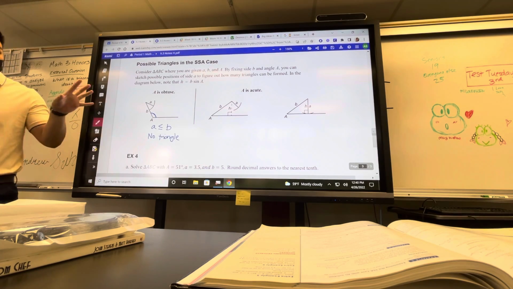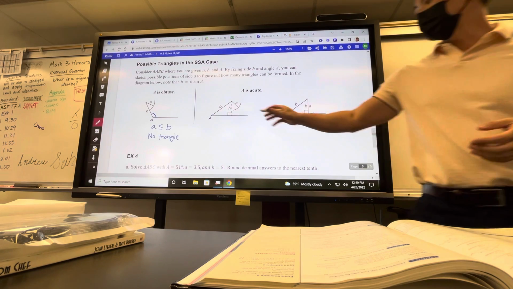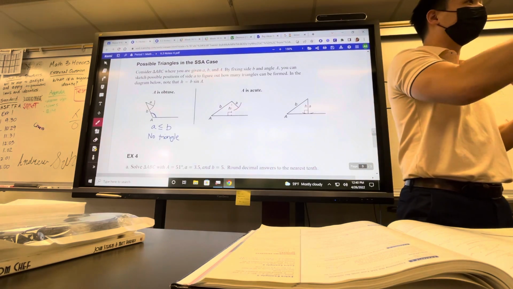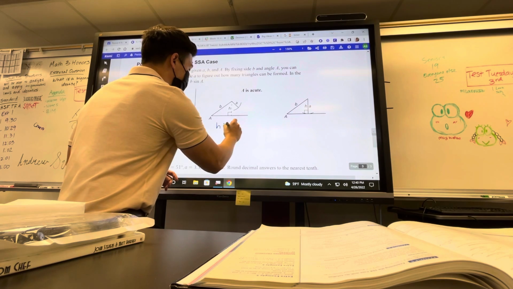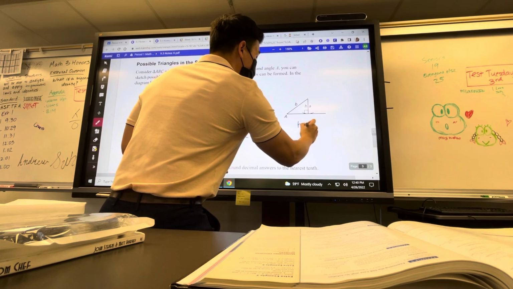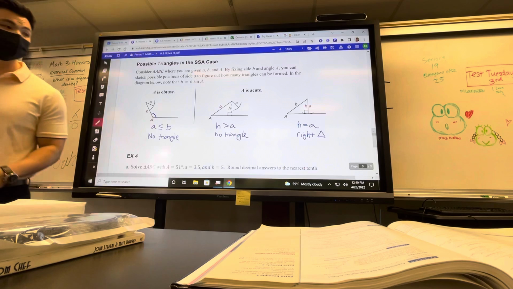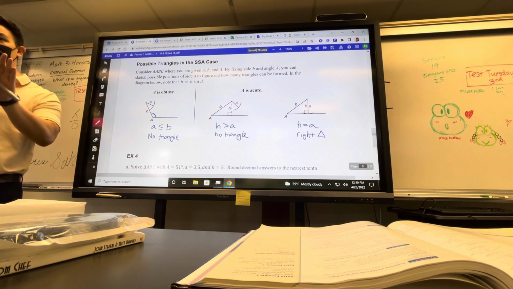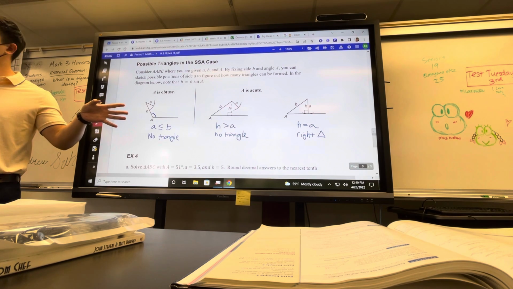So if our a value is acute, then we have to compare that to our height. Here, if our a value is not longer than our height, then it's not going to connect on the other side. So if h is greater than a, then we have no triangle. If h is equal to a, then we have a right triangle, because if our height and our a value are the same measure, then our height is our a value, and that creates a right triangle. Does that make sense? Do these pictures make sense?